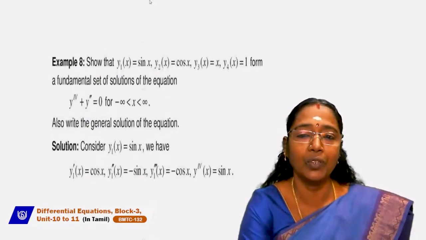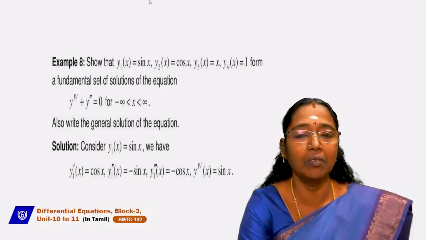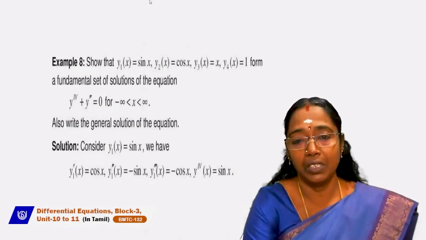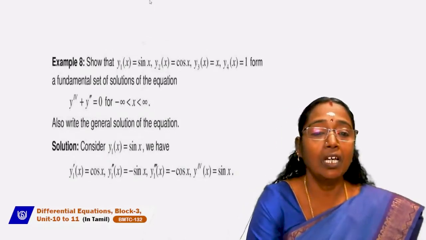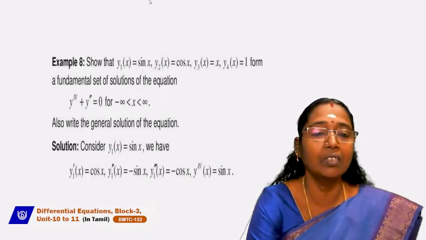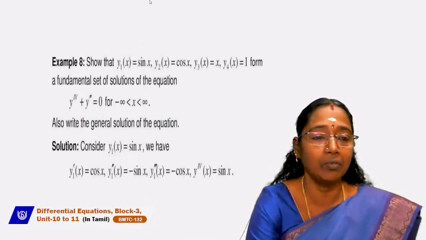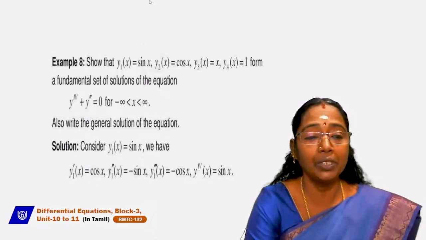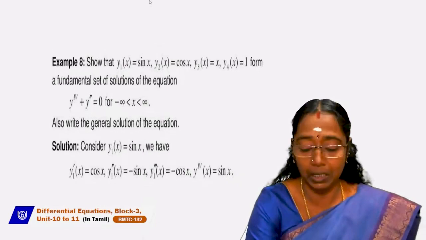So again, y4 of x equal to 1 satisfies the given differential equation. Yes, we got a point. I hope all four functions y1, y2, y3 and y4 satisfy the given differential equation, y fourth derivative plus y second derivative equal to 0, in the interval minus infinity to plus infinity.